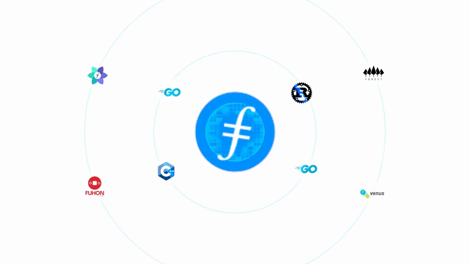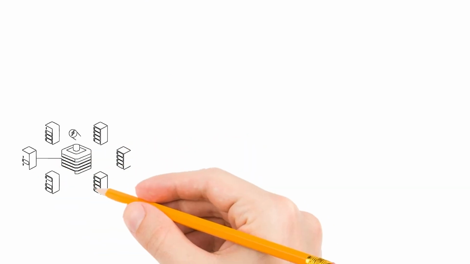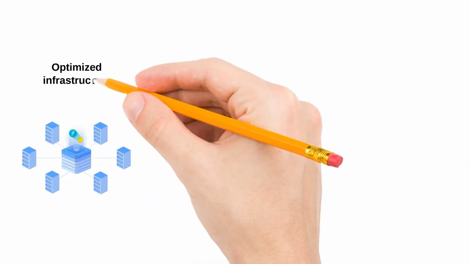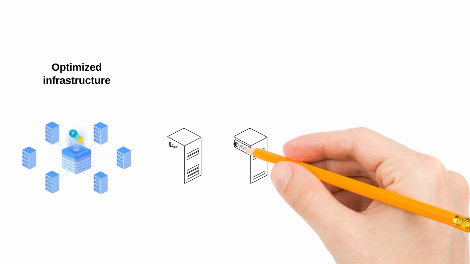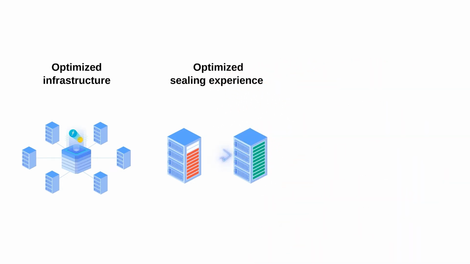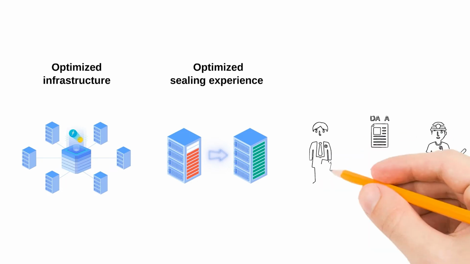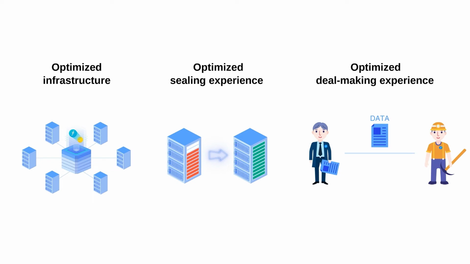So, what are the emphases of the Venus implementation of Filecoin? Firstly, adhering to the principles of distributed systems, Venus offers infrastructure that is optimized for deployment, scaling, and shared accessibility to the Filecoin chain. Secondly, with extensive DevOps experience and deep understanding of the sealing mechanism of Filecoin, Venus has optimized the sealing pipeline to unlock the full potential of your hardware. Lastly, Venus offers an optimized deal-making experience so that it can go as smoothly as possible for both storage clients and storage providers, with less operational overhead.